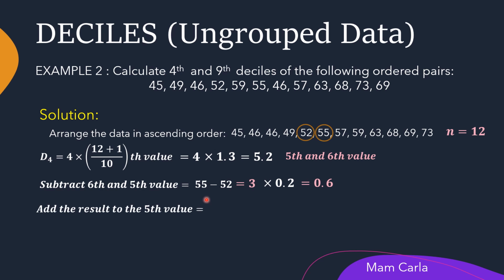Now for the next step, we are going to add the result to the smaller value between the two, which is 52, plus 0.6, and it will give us 52.6. So it means that the fourth decile is 52.6.